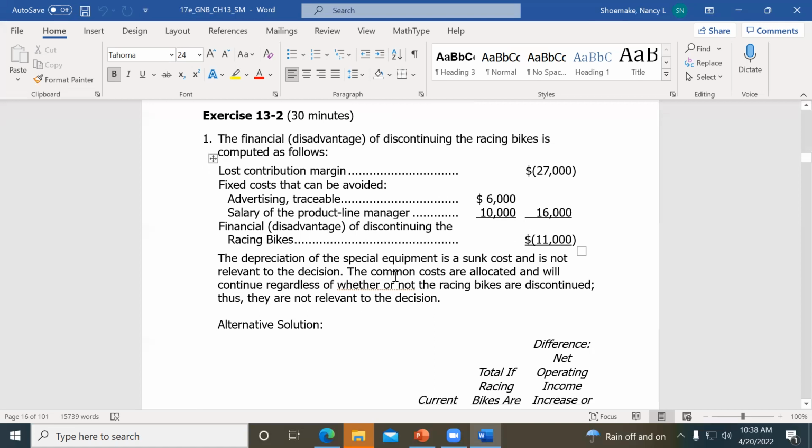The depreciation of the special equipment is a sunk cost and is not relevant to the decision. The common costs are allocated and will continue regardless of whether or not the racing bikes are discontinued. Thus, they're not relevant to the decision.